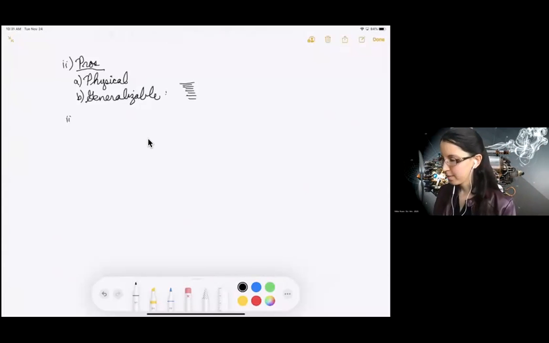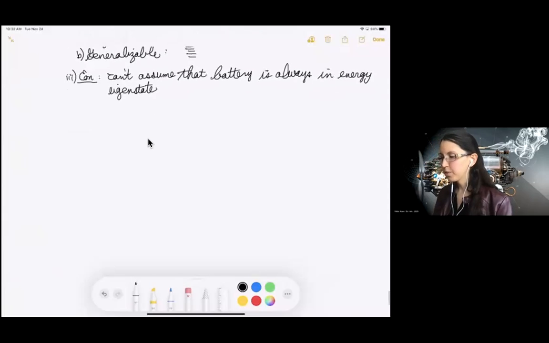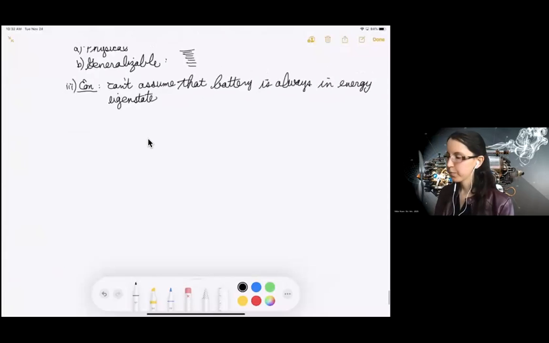On the other hand, it's not necessarily realistic to assume that the battery is always in an energy eigenstate. After all, it too is a quantum system. It can be in a superposition of energy eigenstates, it can entangle. This topic was discussed in a 2014 paper.